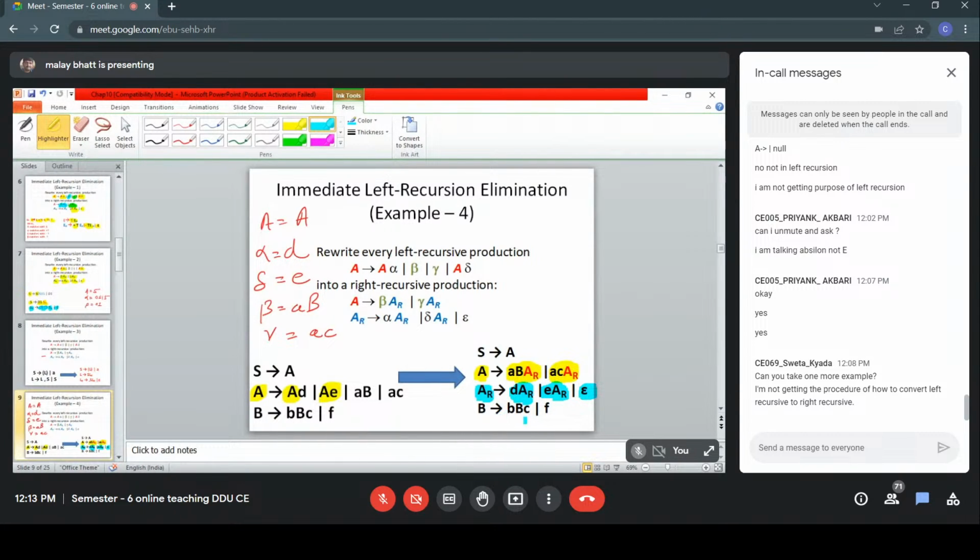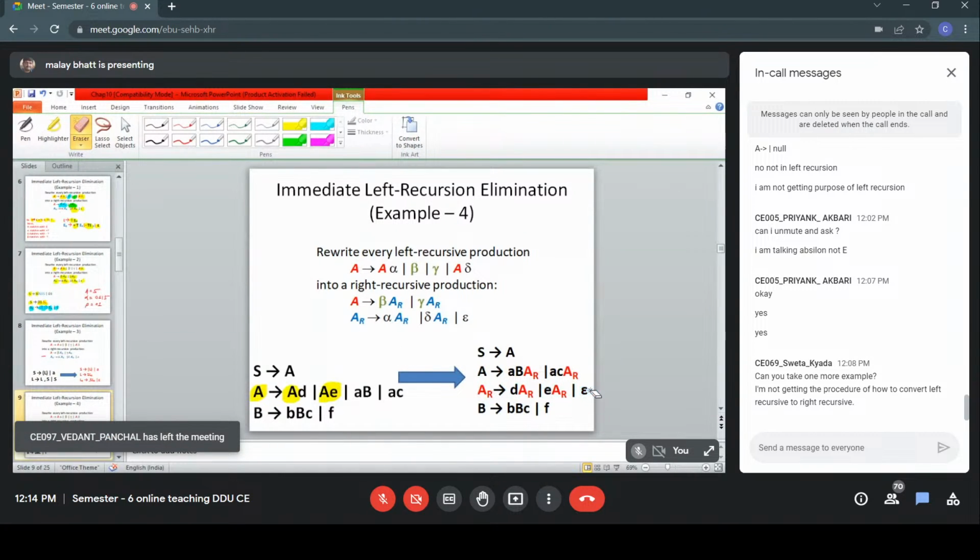And the third rule will be as it is. So it is not necessary that in all the rules we have a left recursion. If there is a left recursion in any one non-terminal, we have to also eliminate it. For remaining one, it will be as it is. Okay, so now with this, let us have one more.